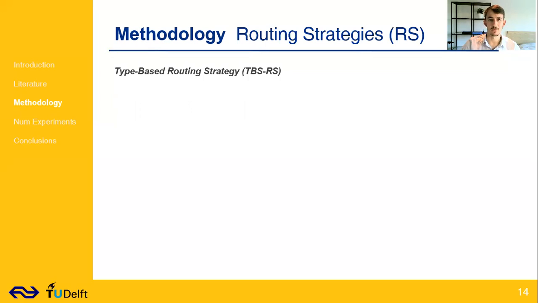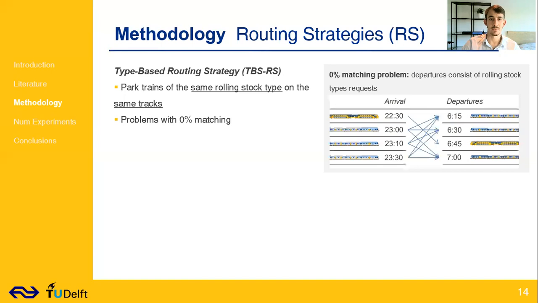I'll start with the type-based routing strategy. It consists in parking trains of the same rolling stock type on the same tracks. And we do this for problems with 0% matching. This means that departing trains consist only of rolling stock type requests. We do not specify specific train unit IDs. So in this example, with 4 arriving train services and 4 departing train services, we have as many as 10 possible combinations. So agents have to learn to solve this problem to correctly solve the instance.